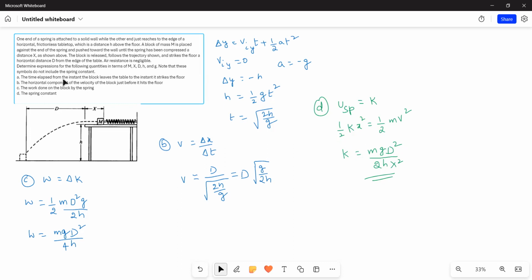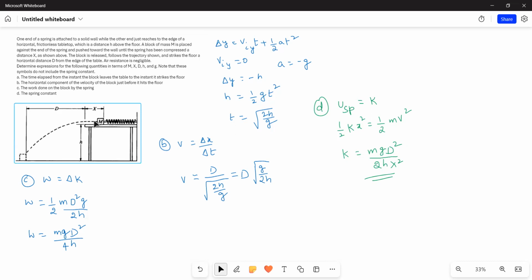A. The time elapsed from the instant the block leaves the table to the instant it strikes the floor. B. The horizontal component of the velocity of the block just before it hits the floor. C. The work done on the block by the spring. D. The spring constant.